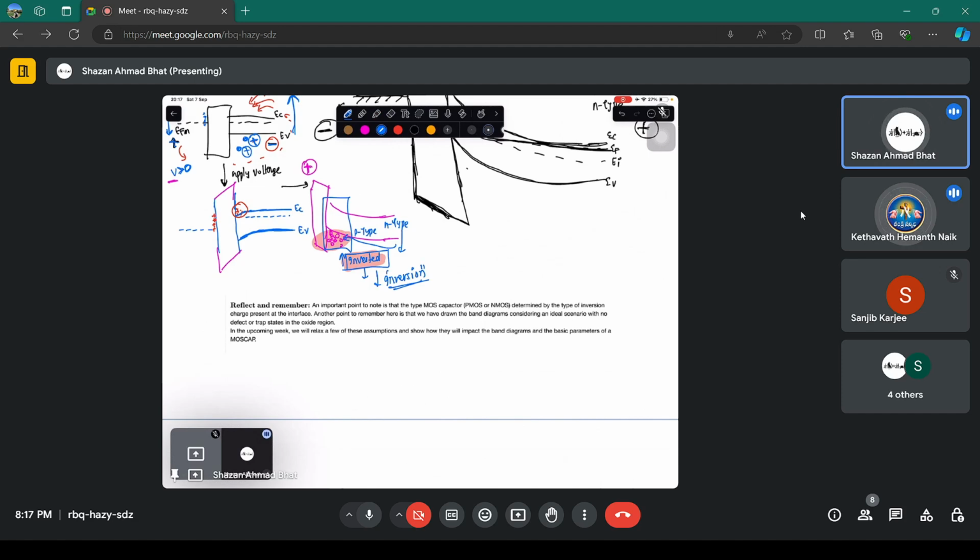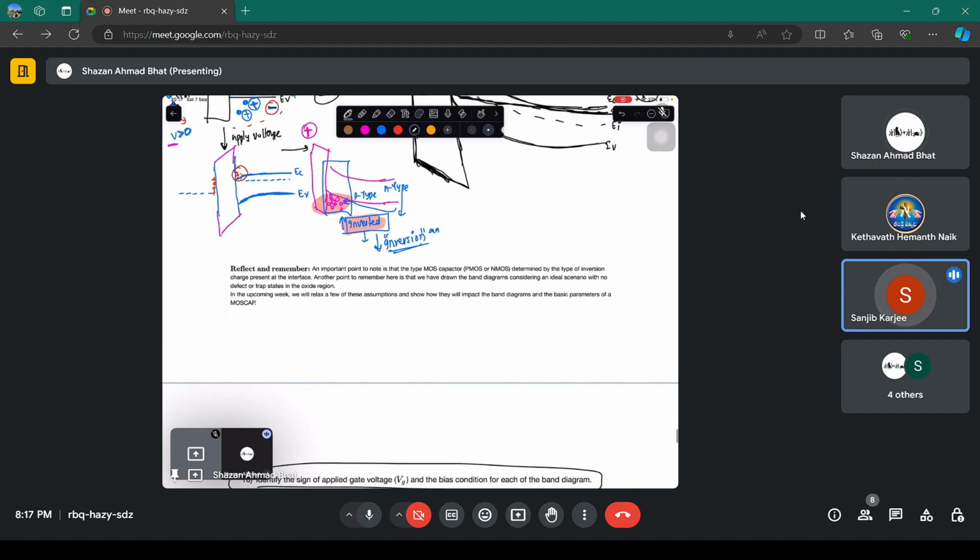But the material is n type. Throughout, in the bulk, yes, the material is n type, but just near the oxide and semiconductor interface, that region goes inverted. That's why it's called the inversion region.